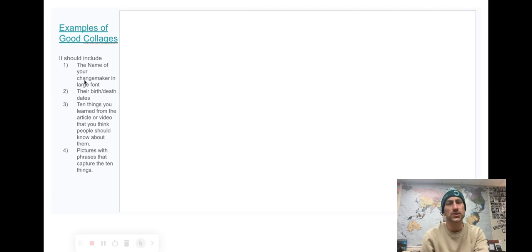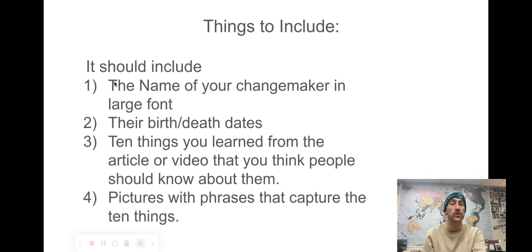You also notice there are four things that the best collages are going to include, so let's review them. It should have the name of your changemaker in large font, so that should be really obvious to see. It shouldn't be like, who am I looking at? Also, make sure you capitalize the first and last names. You also need it to be obvious what their birth and death dates are. If they don't have a death date, you just say when they were born. You could say born to present.